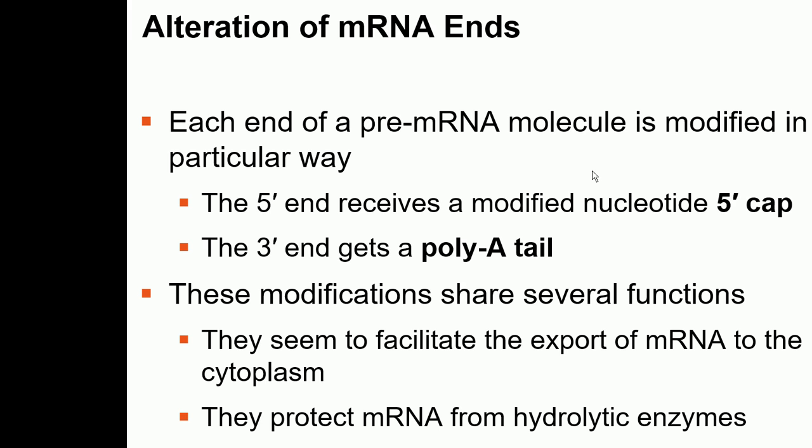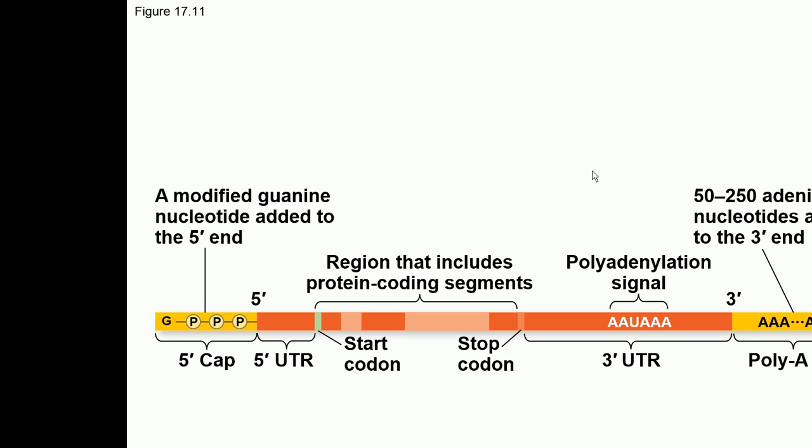So this is basically the poly A tail. 50 to 250 adenine nucleotides are added to the 3' end. So this is the 3' end, and on this side, 50 to 250 adenine nucleotides are added here. And this is the 5 prime side. A modified guanine nucleotide is added to the 5 prime end.